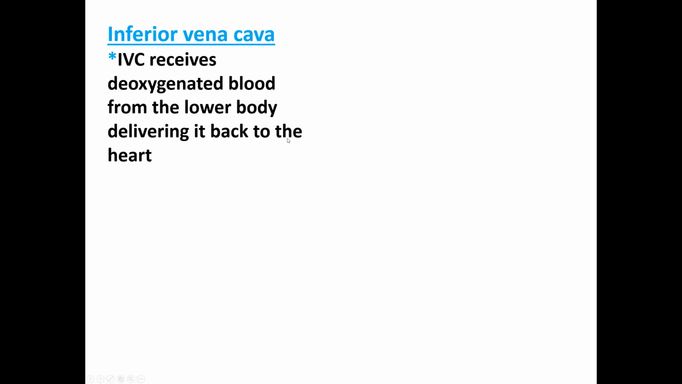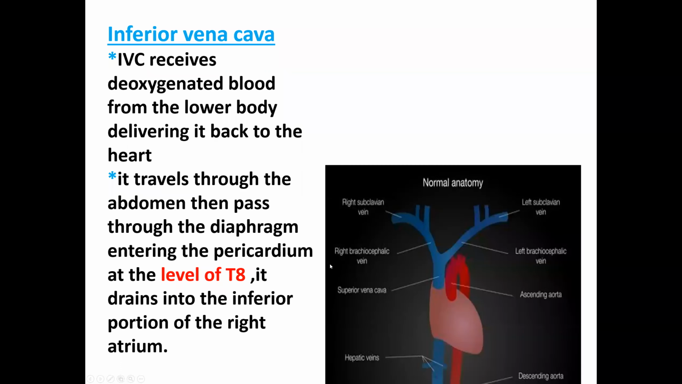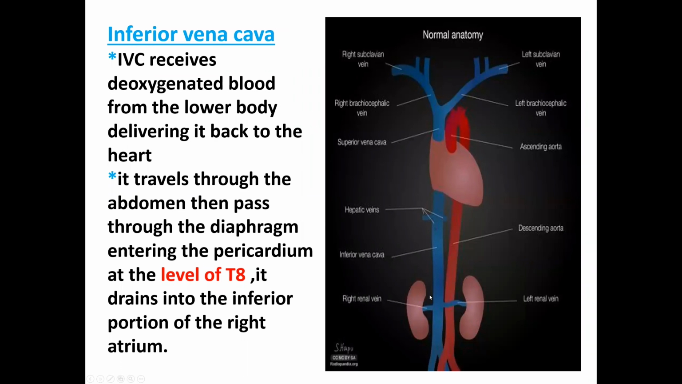Inferior vena cava. The inferior vena cava receives deoxygenated blood from the lower body, delivering it back to the heart. It travels through the abdomen, then passes through the diaphragm, entering the pericardium at the level of T8. It drains into the inferior portion of the right atrium. This is the inferior vena cava.